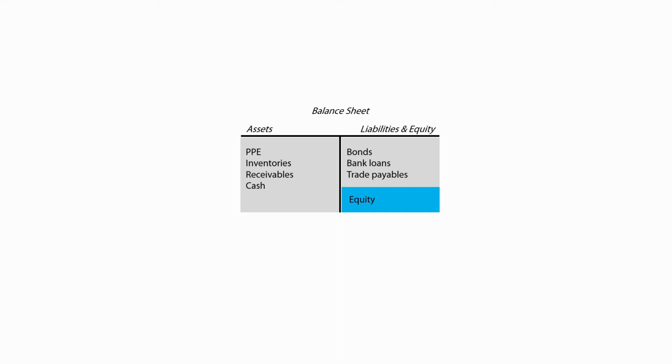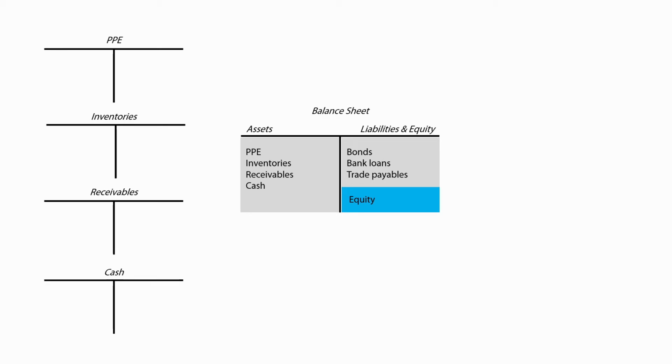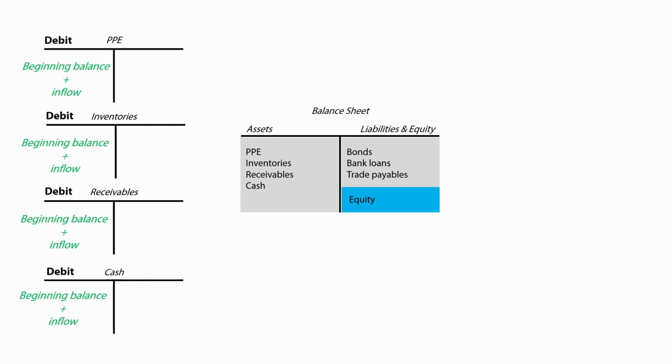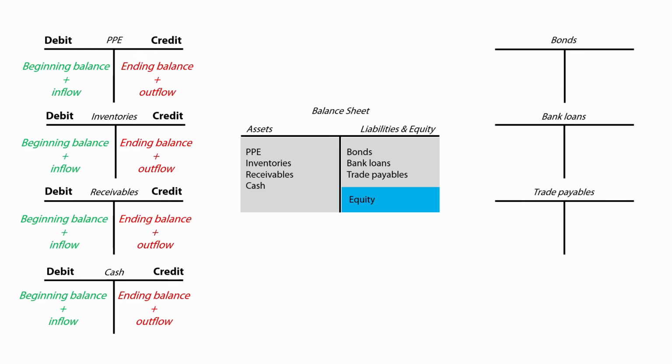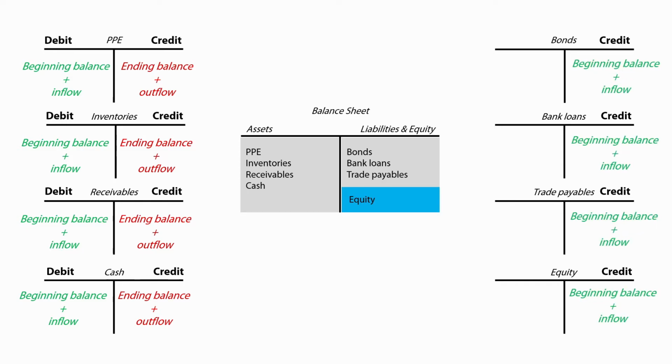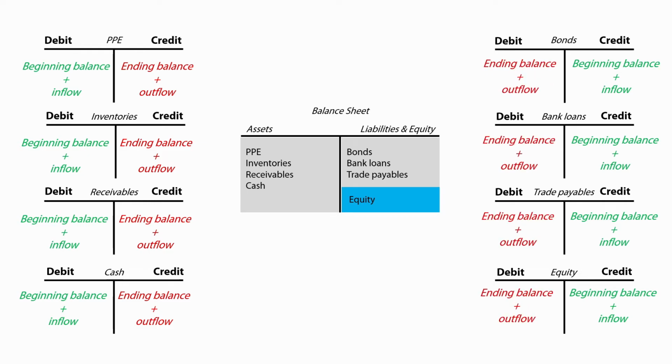But the accounts look a little different depending on from which side of the balance sheet they are created. Accounts coming from the asset side of the balance sheet have the beginning balance and the inflows on the debit side of the account, and the ending balance and the outflows on the credit side of the account. Accounts coming from the right side of the balance sheet have the beginning balance plus the inflows on the credit side of the account, and the ending balance and the outflows on the debit side of the account. As you can see, they have the same kind of data, but they have it on different sides.